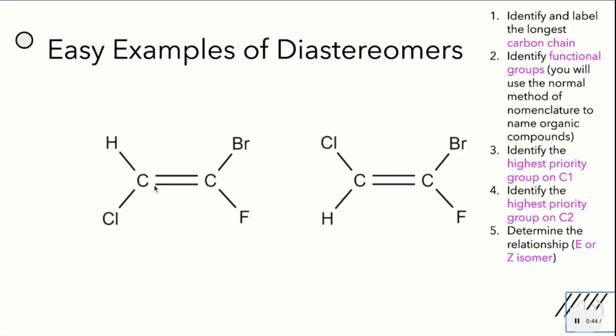So for this first molecule here, we see hydrogen and chlorine on carbon 1. So we're going to circle chlorine. And then we see bromine and fluorine on carbon 2. So this is an E isomer because they're on opposite sides. And in Z, the chlorine and bromine are on the same side. So this is going to be a Z isomer.